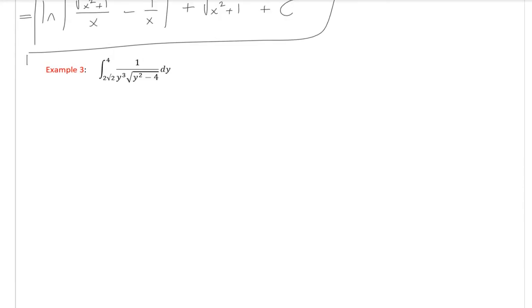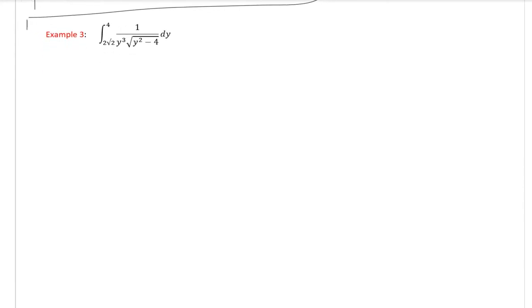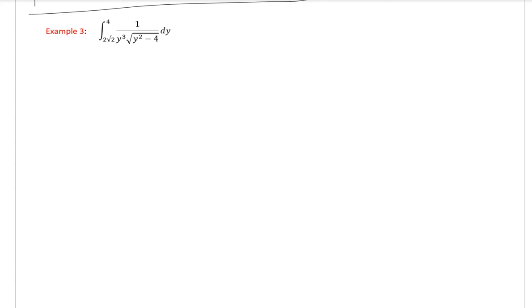Let's do another example, this one with some bounds. So we have, from 2 root 2 up to 4, the integral of 1 over y cubed times the square root of y squared minus 4. That inside the square root is what we focus on, y squared minus 4. So that means this is going to look like the second situation, where we have some variable squared minus a squared. So we have the square root of y squared, in this case our variable, minus a squared, so that means a is going to be 2 here.